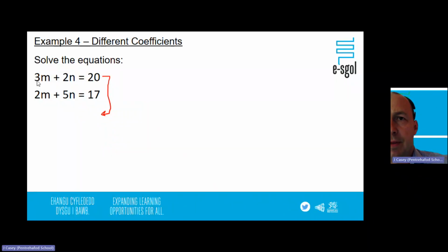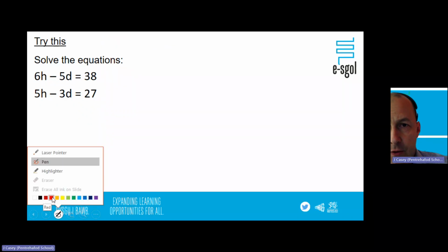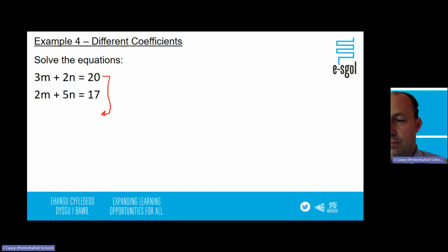Okay, so I'm going to multiply that entire top line by 2. I'm not just multiplying the first bit. I'm multiplying the entire line by 2. Okay, so I'm going to times that by 2, and that gives me 6m plus 4n equals 40. Okay, so that's my first step.